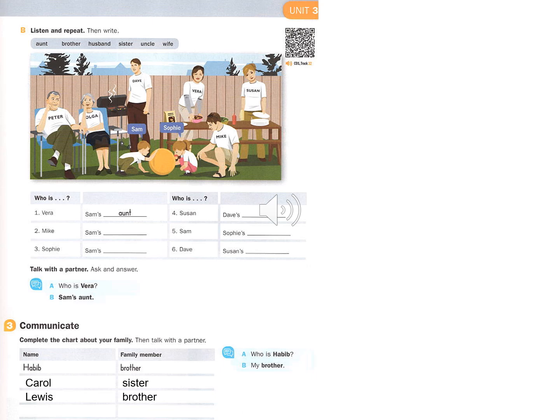As I said, I have filled this out for me. Under name, I have put Carol. And family member, she's my sister, so I write sister. Lewis, and then I put that he's my brother. Did you get all your brothers and sisters' names there? And did you let us know if it's a sister or a brother?